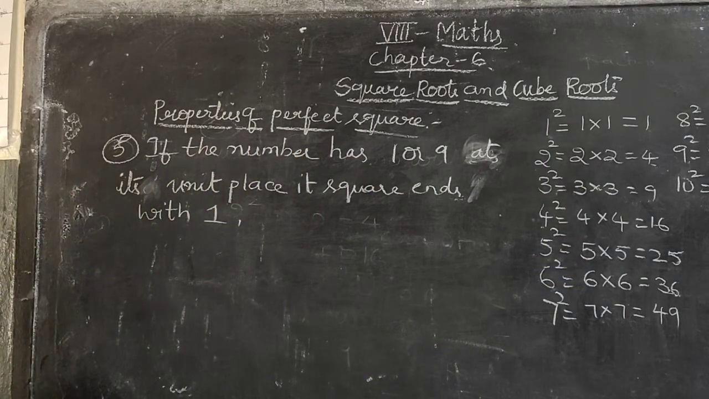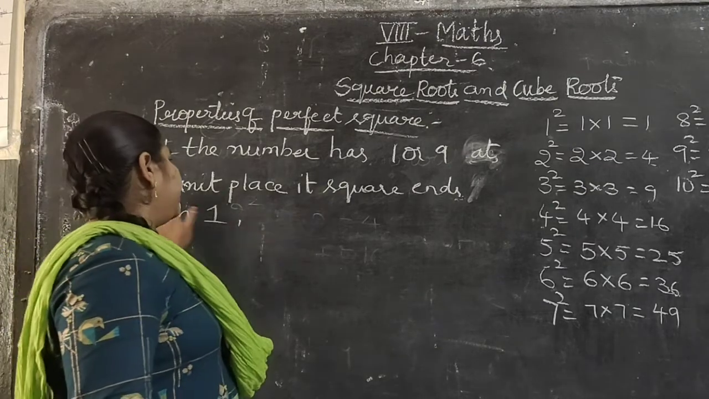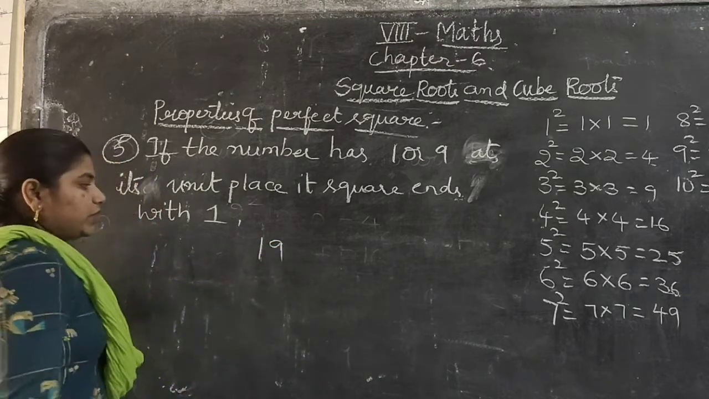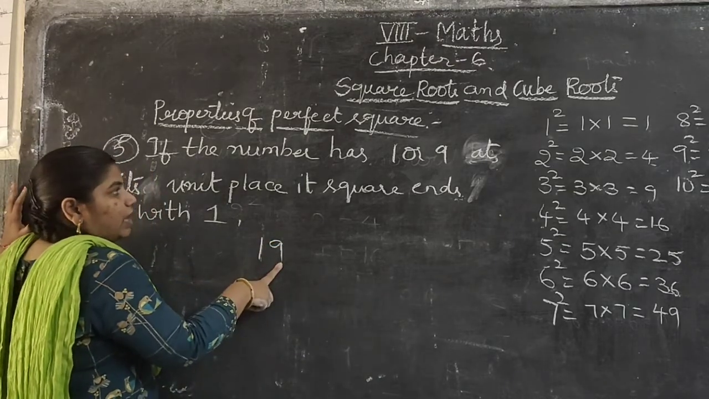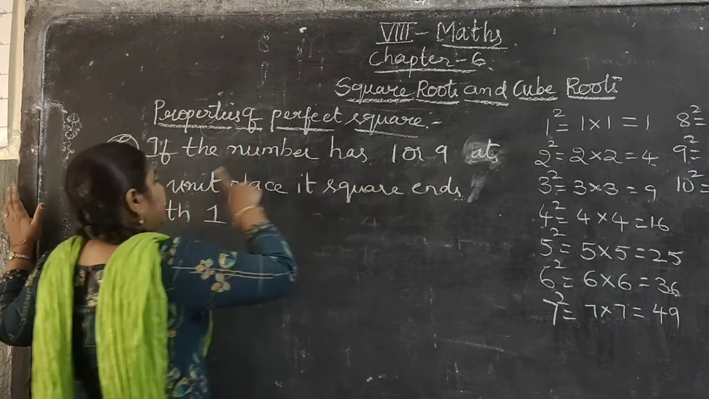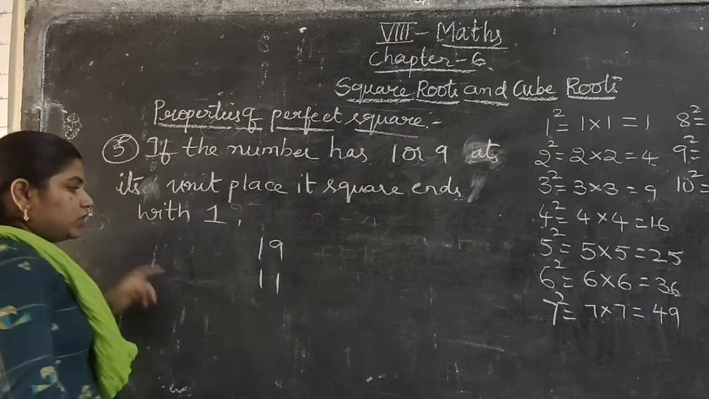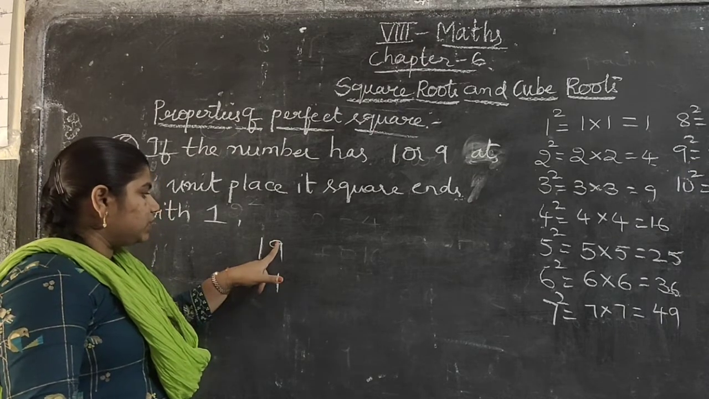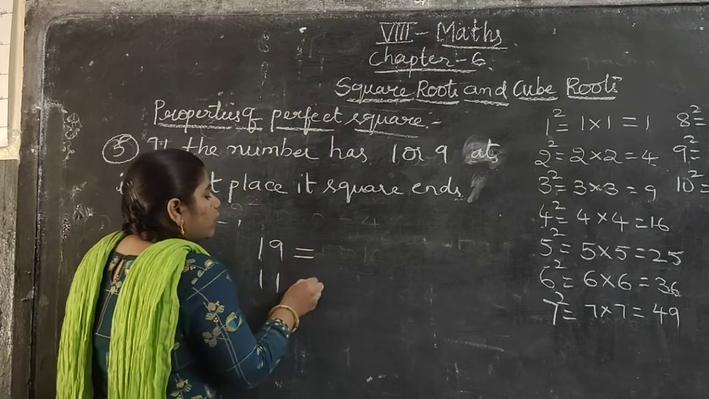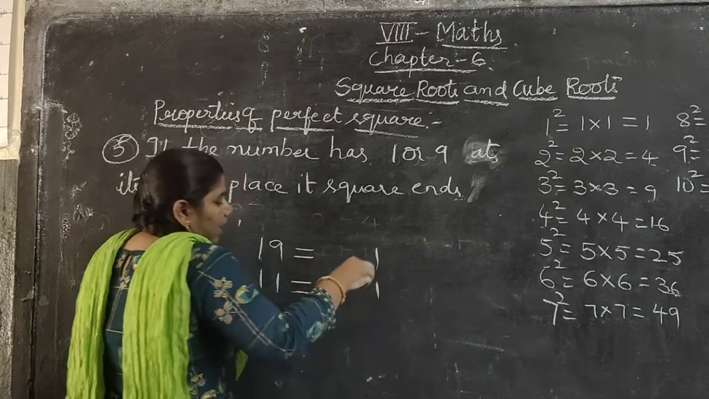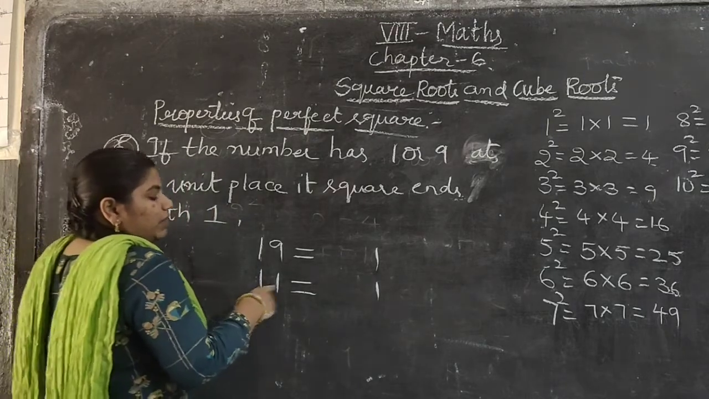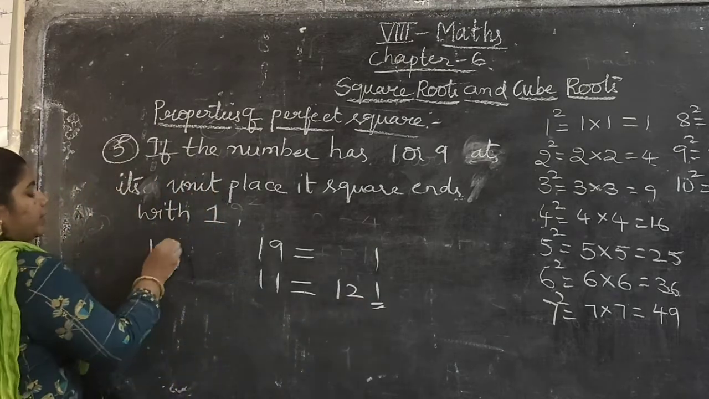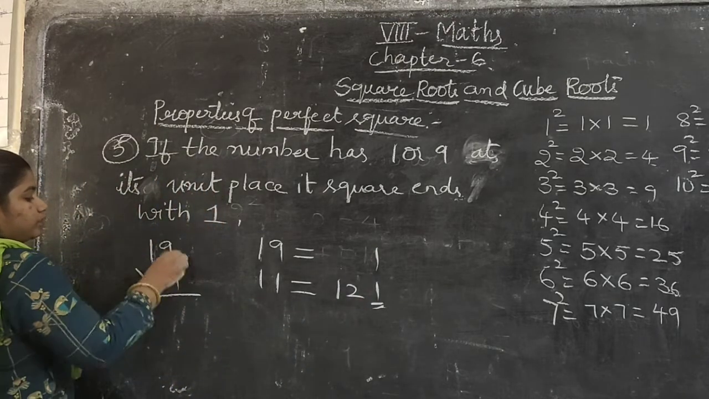So what is the next property? If the number has 1 or 9 at its units place. Suppose I am taking here 19. What is the units place here? 9. Or you can take 11 here. The units place is 1. So if the units place is 9 or 1, the units place of the square will always be 1 itself. So 11 into 11 will be 121. What is the units place value? 1. In the same way, 19 into 19. So multiply 19 into 19.